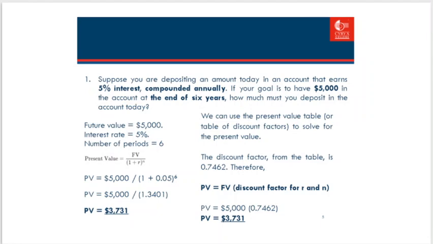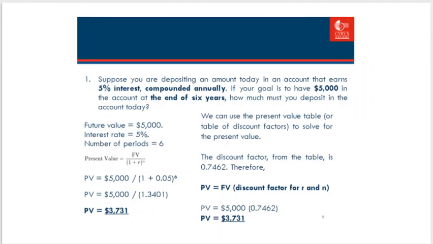Suppose you are depositing an amount today in an account that earns 5% interest compounded annually. If your goal is to have $5,000 in the account at the end of 6 years, how much must you deposit in the account today? Okay, this is the example of how we can get present value. First, let's use the formula.